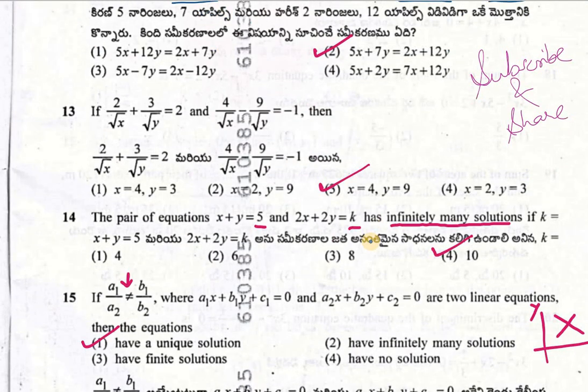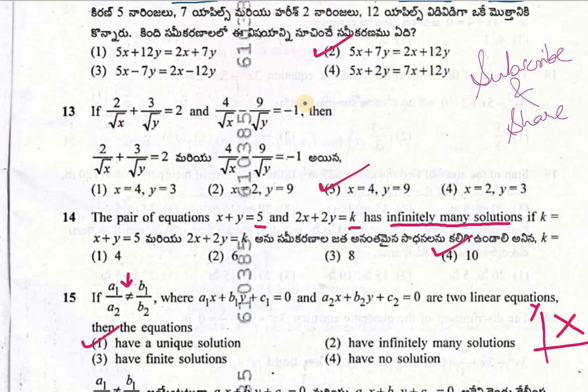Question number 13 is a lengthy question. I will give it in the short way, and you can solve and find the answer. For the 10th class final exam, this question is mostly a long answer, a 6 marks question. Here it is given for 1 mark. So how do you solve this? I will use one short tip. See here, 2 by root x plus 3 by root y is equal to 2, and 4 by root x minus 9 by root y is equal to minus 1.